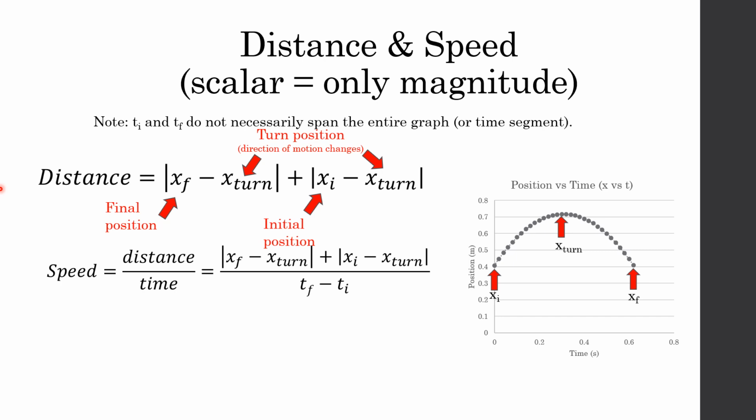Another thing that could be tricky is trying to figure out which term goes with which term. So you can see here, distance and speed go together, okay? Not to be confused with displacement and velocity, which go together, okay?